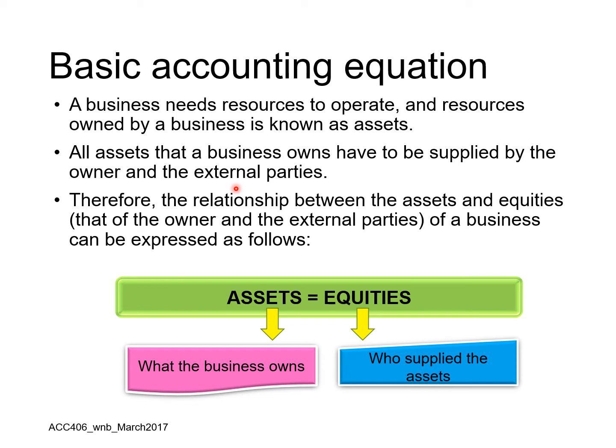So, kalau duit business tu, perniagaan tu kita bawa duit kita sendiri, dia akan jadi equity. So, kalau duit orang, dia akan jadi liability. So, therefore, the relationship between asset and equities can be expressed as follows. So, like this. Asset equal to equities. What the business own sama dengan who supplied the assets. This is the basic accounting equation.